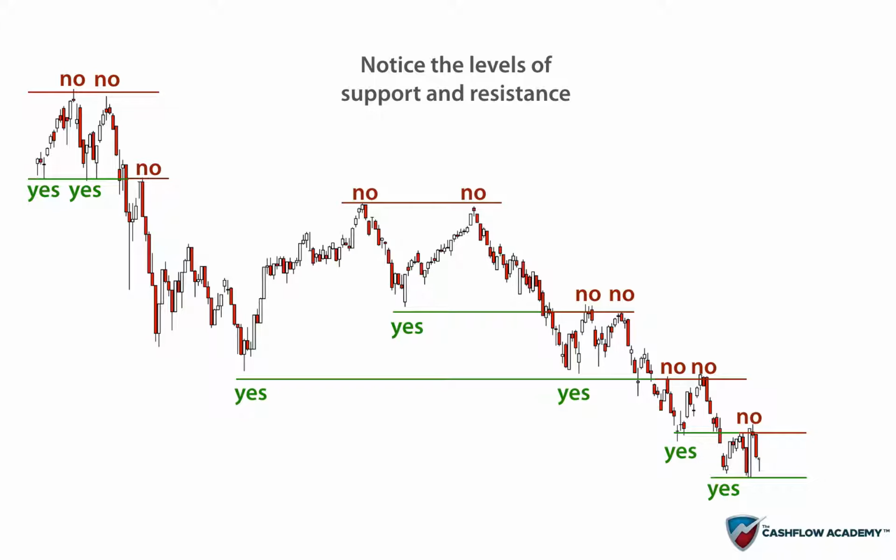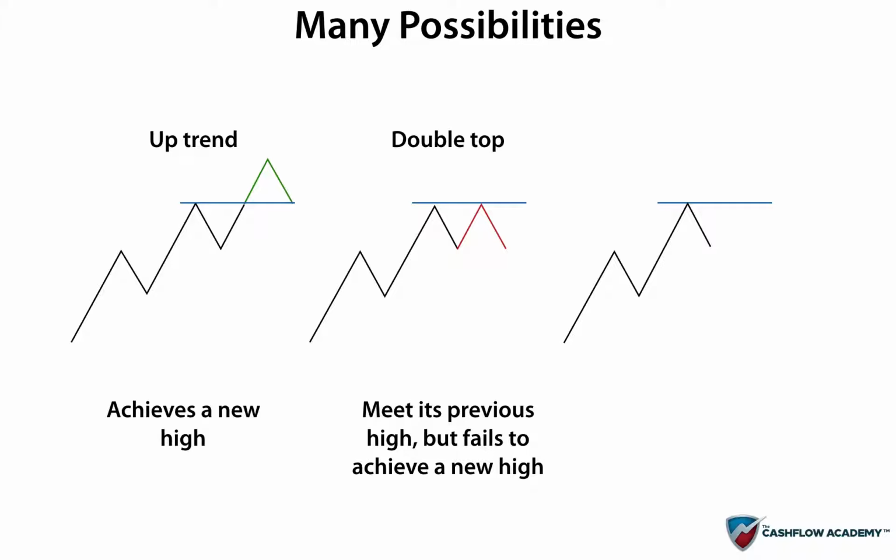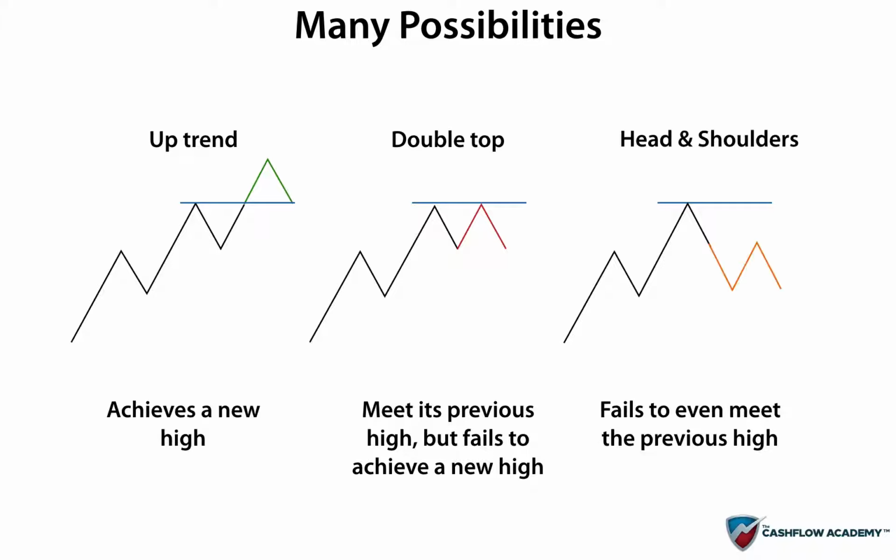You'll notice how many double tops and kiss goodbyes there are in this right here, and how many levels of support and resistance I just happen to draw in here. So that's possible. That's really cool stuff. So there's a lot of possibilities in this. When it gets right here, all three of these charts are the same. Well, we could continue in an uptrend and achieve a new high. That could happen. We could hit a double top and end at the previous high. Or we could even not get back up there and wind up with the head and shoulders.